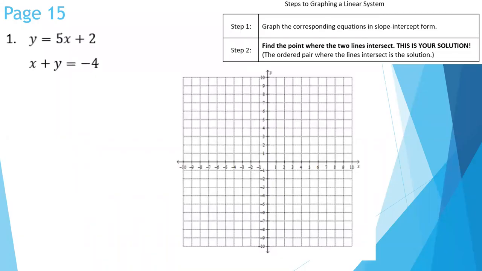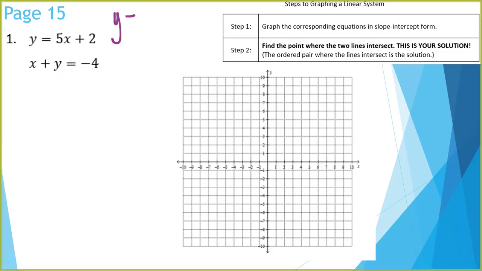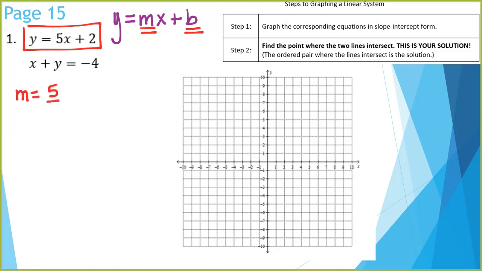Okay, so when you're graphing a system of equations, you're trying to figure out where those two lines intersect. So step number one is to graph the corresponding equation in slope-intercept form. Slope-intercept form is y equals mx plus b. M is your slope, b is your y-intercept. So for this first equation, my slope is 5 over 1, and my y-intercept is 2.